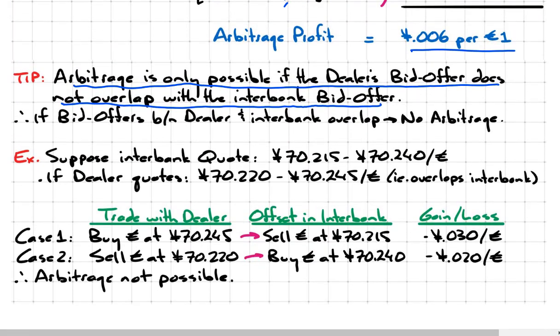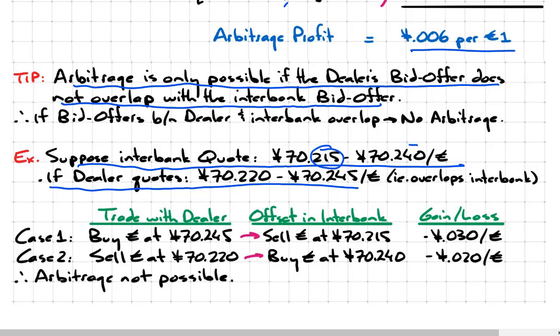And here's a quick example. Suppose the interbank quote is given as such. Now, if the dealer quotes the following, you can see that there's an overlap with the interbank market. So, for example, this starts at 215 and ends at 240. Well, this 220 would be somewhere in between 215 and 240. So there's clearly an overlap.